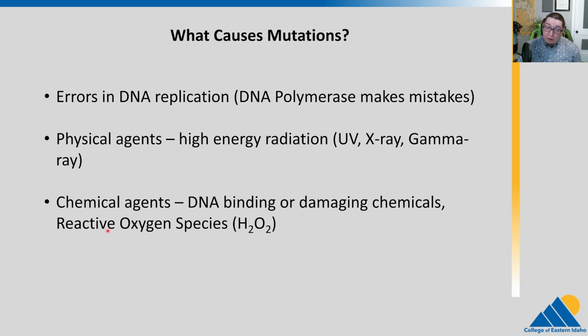We also have chemical agents that can cause mutations. Things like DNA binding or damaging chemicals that get in there and break the DNA in some way, or things called reactive oxygen species, like hydrogen peroxide, which technically is a reactive oxygen species that can break our DNA. So these chemicals can cause DNA damage as well. There are a large number of things that can cause DNA damage or increase the chance of DNA damage occurring.